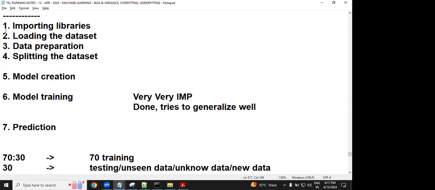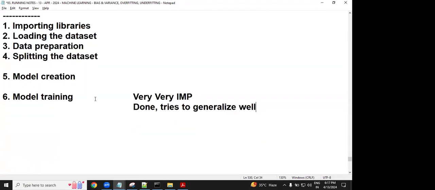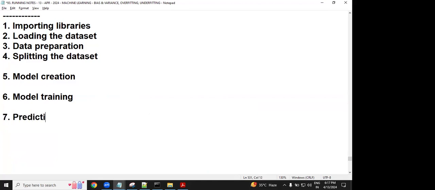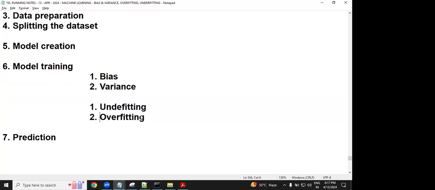Take these points. During training, go back, and the seventh step is prediction. During training, it may get two types of error, the first one is bias and the next one is variance. Again, two more things it may face: underfitting and overfitting. An ML algorithm may face an underfitting scenario and an overfitting scenario.